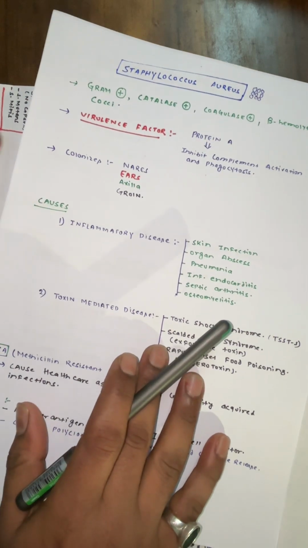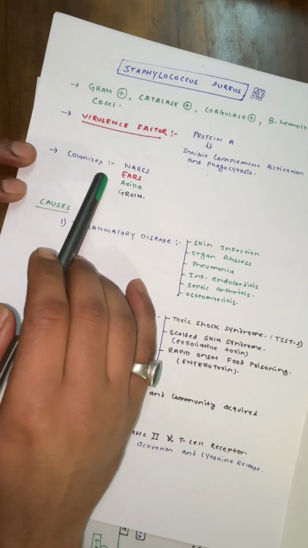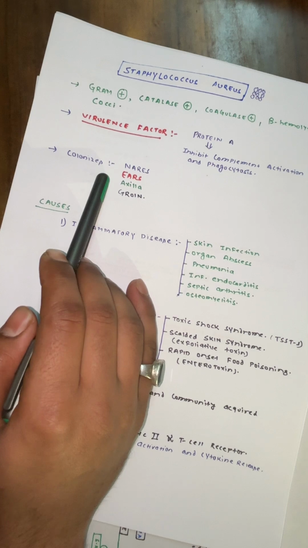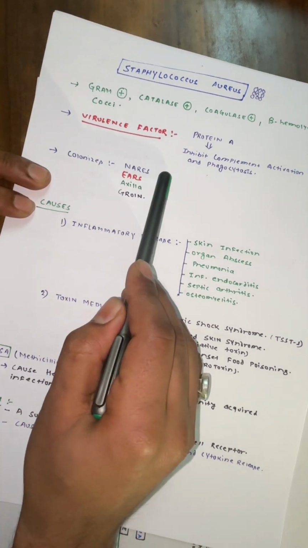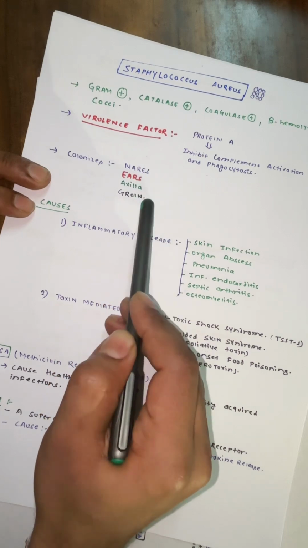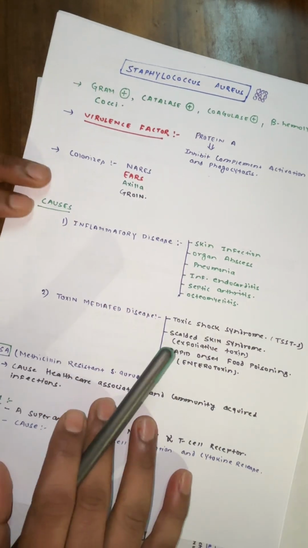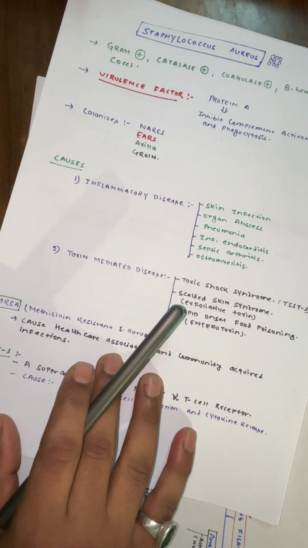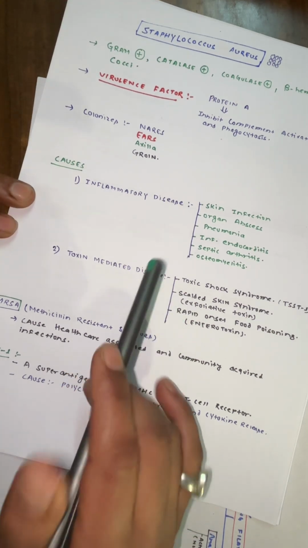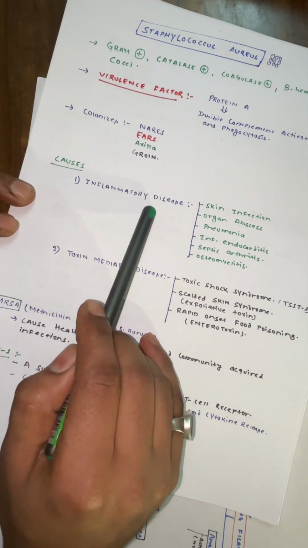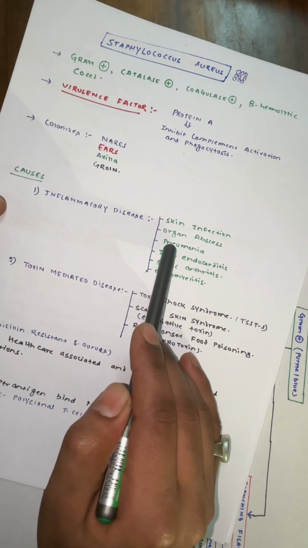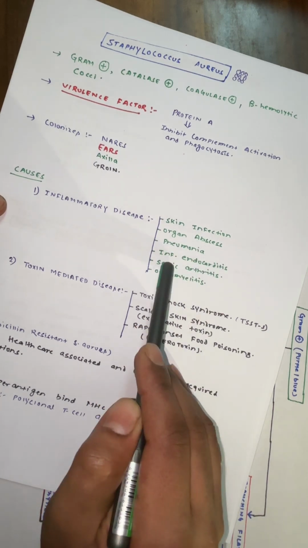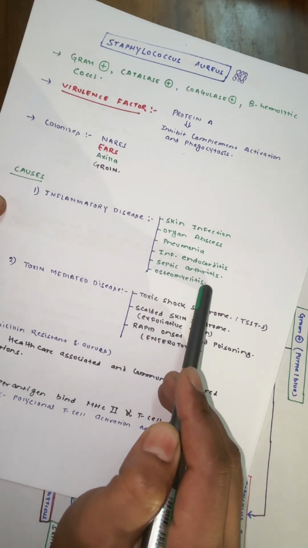Now, where does it naturally occur in our body? Staph aureus naturally colonizes the nose, nares, ears, axilla, and groin. Let's talk about the diseases caused by Staph aureus. It causes inflammatory disease, like skin infections, organ abscess, pneumonia, infective endocarditis, septic arthritis, and osteomyelitis.